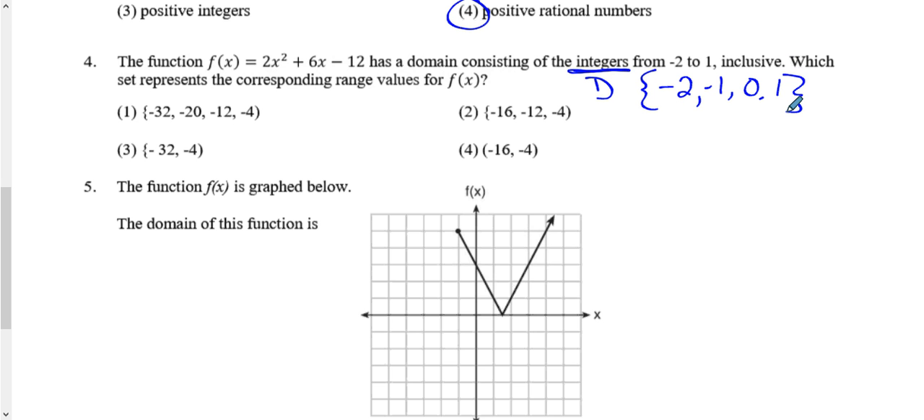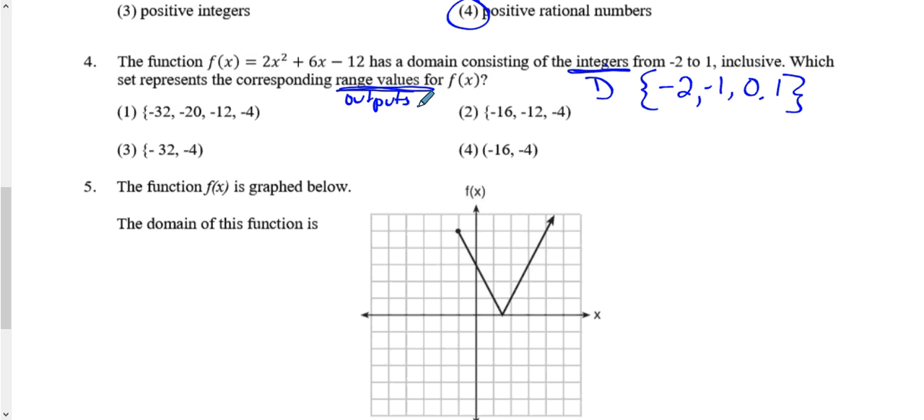So that's our input. -2 to 1, and only integers. So no 0.5 or anything like that. But they want the what? The range values? The outputs, right? So what do we need to do to get the proper outputs that go with each of these inputs? Isn't 0 an integer between -2 and 1? Hannah, what number is in between -1 and 1?